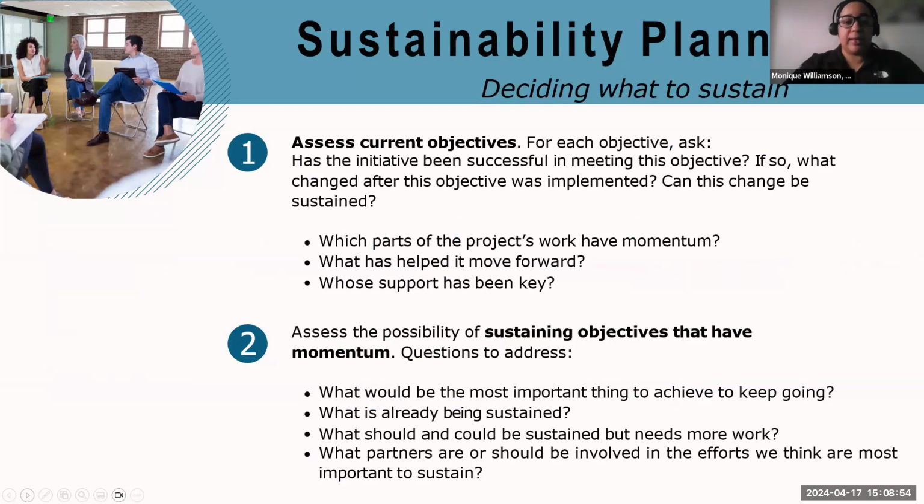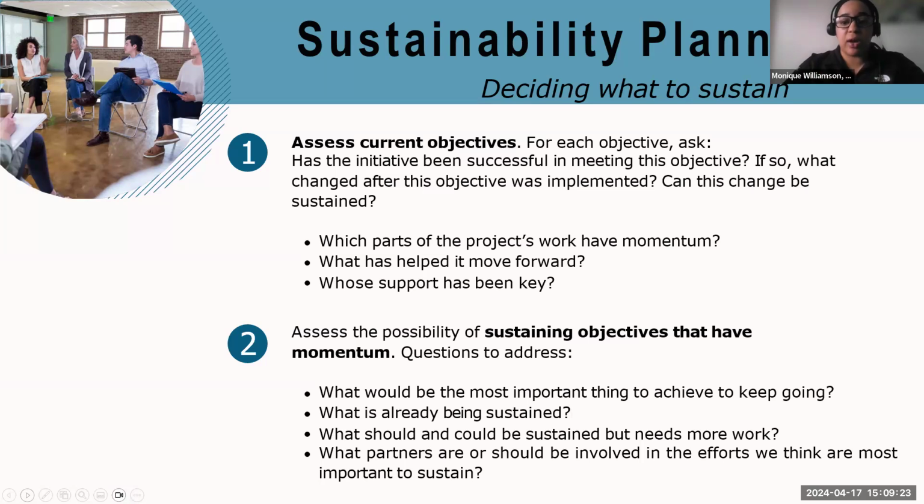When we are making the decision on what to sustain, it also could be helpful to think through quite a few steps carefully before getting into action planning. So, the first step will be assessing your current objectives. These can be objectives from your work plans that you already have. Has any initiative been successful in meeting this objective? If so, what has changed once it was implemented? And also, can this change be sustained?